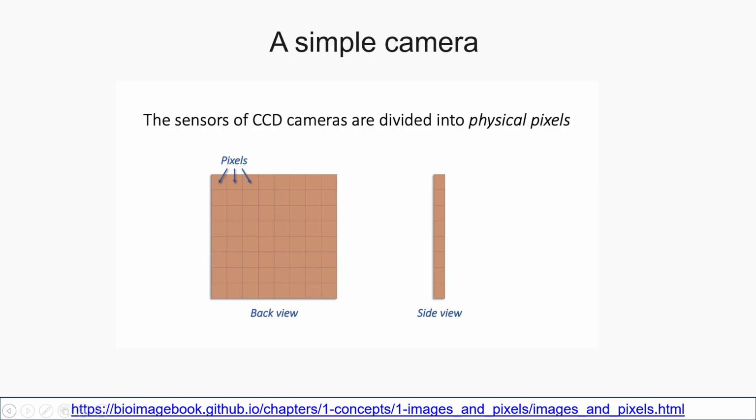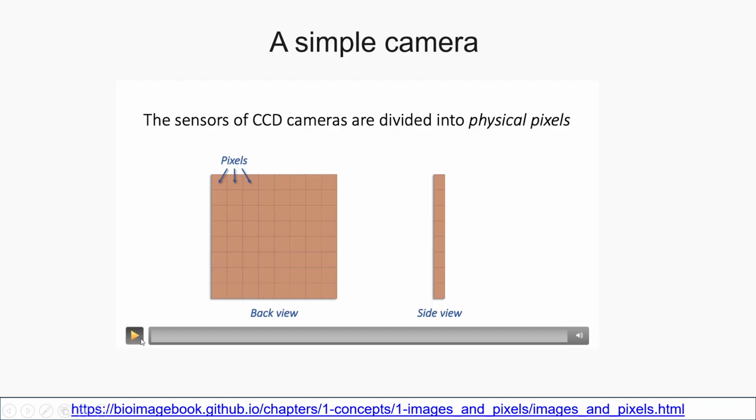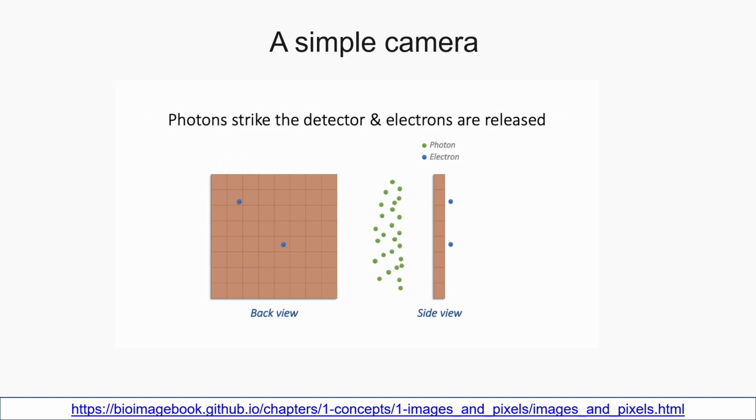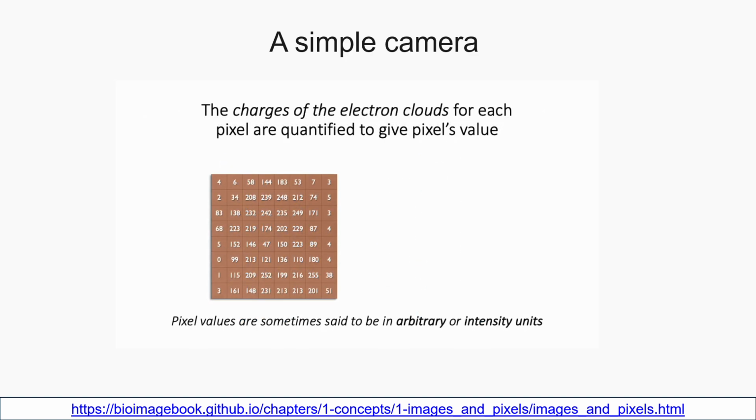Now let's zoom into the detector itself. When photons strike the camera sensor, some are converted into electrons. These electrons are then measured and converted into numerical pixel values. A critical point is that not every photon generates an electron. This conversion process is imperfect. Because of this, measured fluorescence intensity may not perfectly reflect the true number of emitted photons. This is one reason why quantifying fluorescence signals can be challenging, and why experimental conditions need to be carefully controlled.